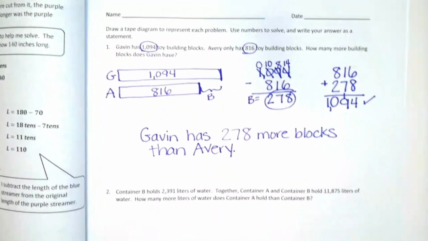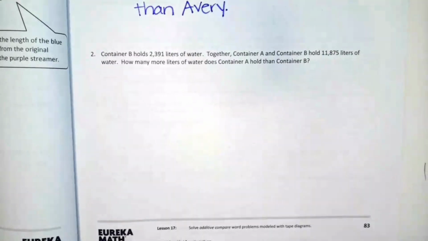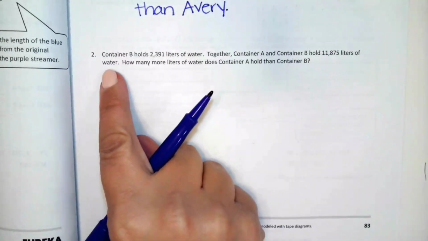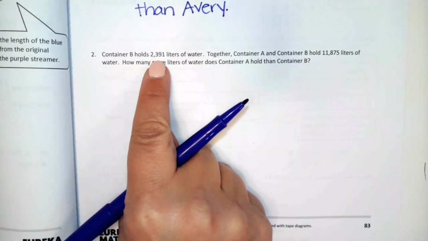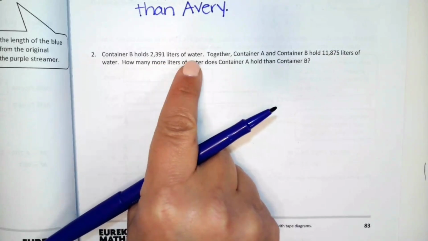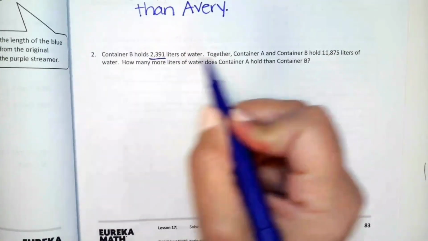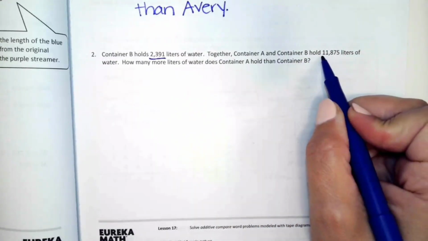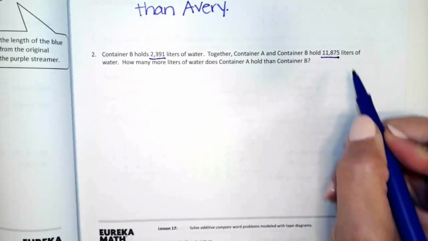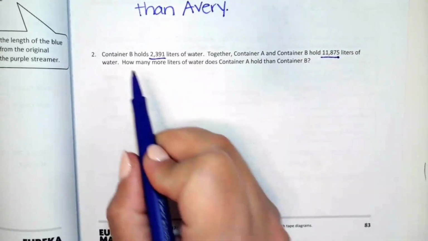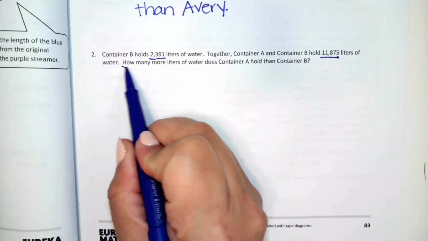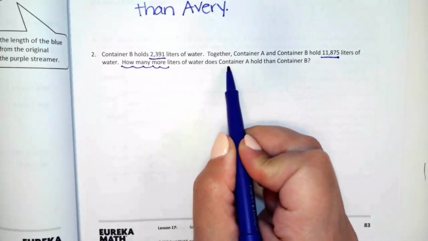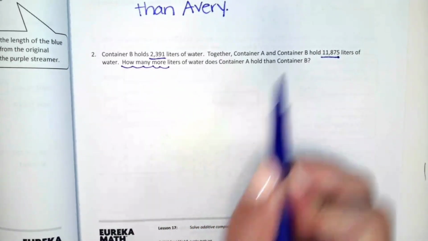Now let's look at number 2. Number 2 says, container B holds 2,391 liters of water. Together, container A and container B hold 11,875 liters of water. How many more liters of water does container A hold than container B?